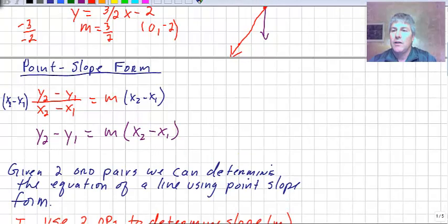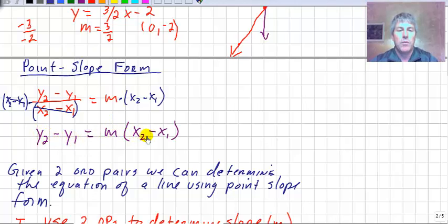New to this section is point-slope form, and point-slope form is generated from our equation for calculating slope. We know slope is y2 minus y1 over x2 minus x1 equals our slope m. Well, if we decided to get x2 minus x1 out of the denominator by multiplying both sides by x2 minus x1, these would cancel, and we'd be left with y2 minus y1 equals m, our slope, times x2 minus x1. And that is point-slope form.